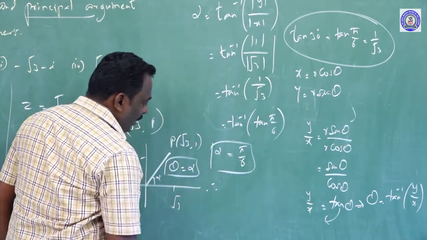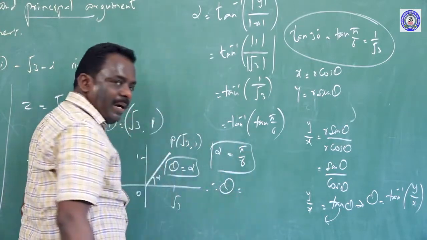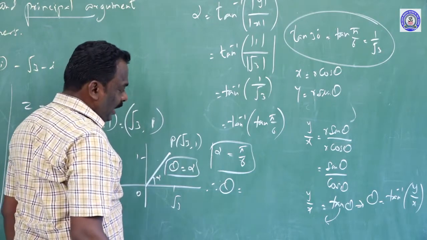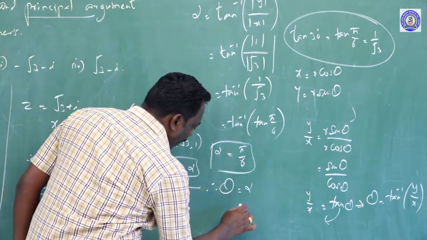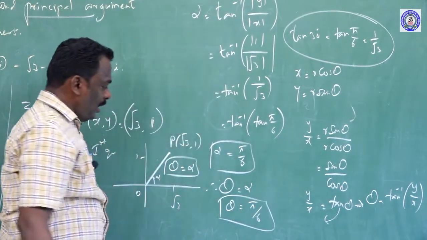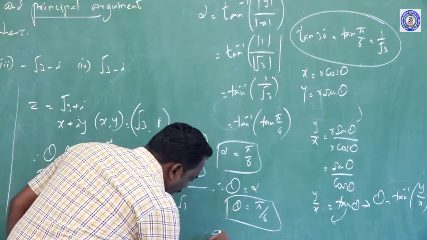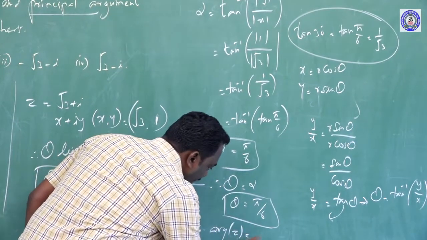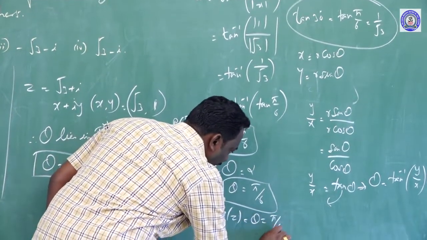Therefore, what we have: theta, called the argument of the complex number z, is equal to alpha, that is equal to pi by 6. Therefore theta equals pi by 6. So the argument of z, defined by theta, is equal to pi by 6.